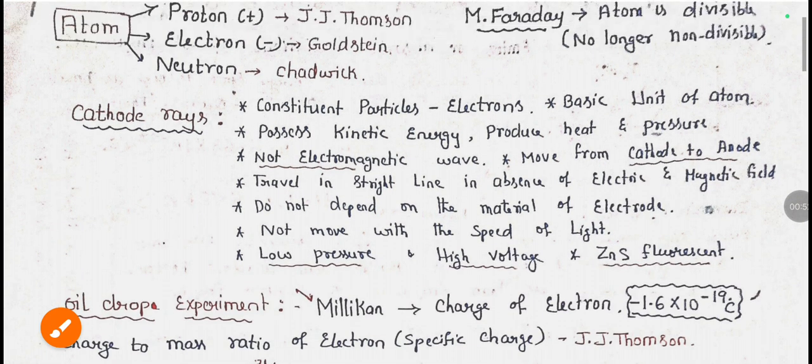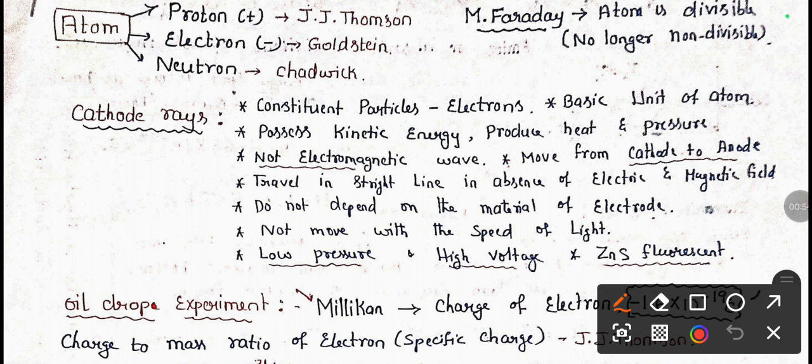Let us learn some important points about cathode rays. Cathode rays' basic constituent particles are electrons. Cathode rays are made up of electrons, and those electrons are the basic unit of the atom. Cathode rays possess kinetic energy. Remember, they possess kinetic energy and produce heat and pressure.